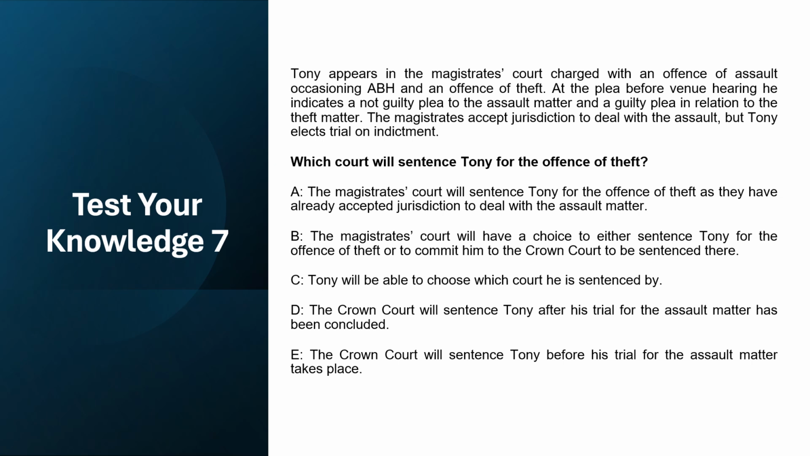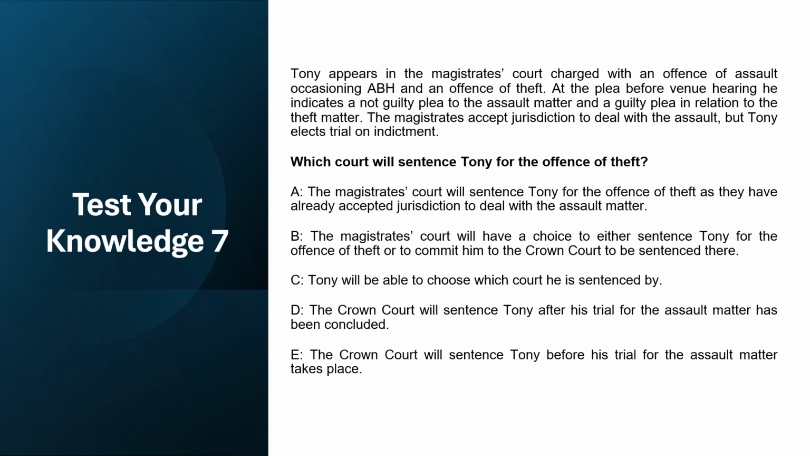Turning now to Test Your Knowledge 7. Tony appears in the Magistrates' Court charged with an offence of assault occasioning actual bodily harm, section 47, and an offence of theft. At the plea before venue hearing, he indicates a not guilty plea to the assault matter and a guilty plea in relation to the theft matter. The magistrates accept jurisdiction to deal with the assault, but Tony elects trial on indictment. Which court will sentence Tony for the offence of theft?